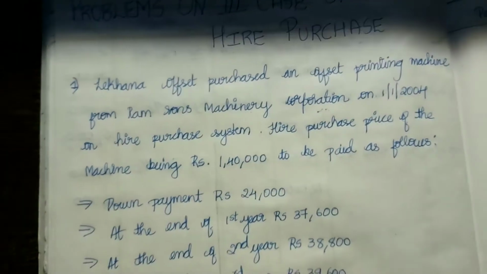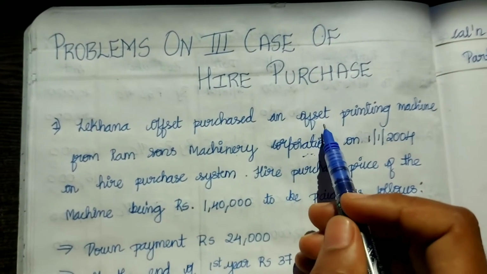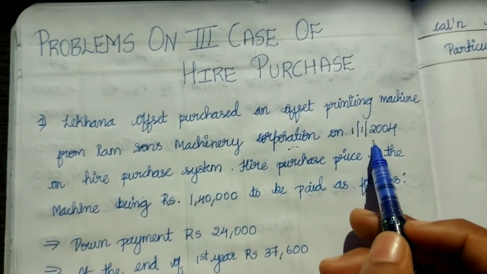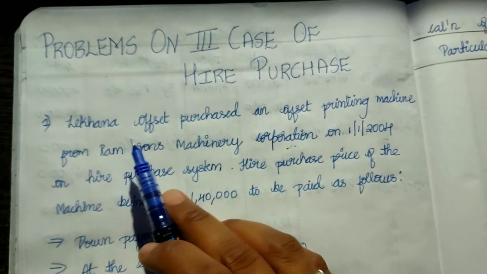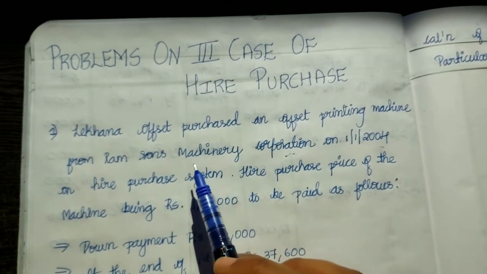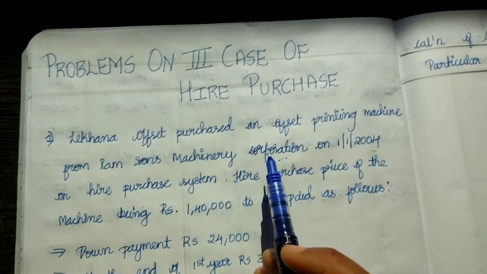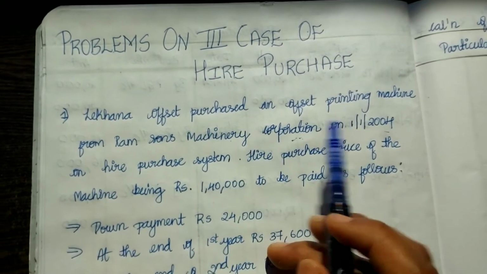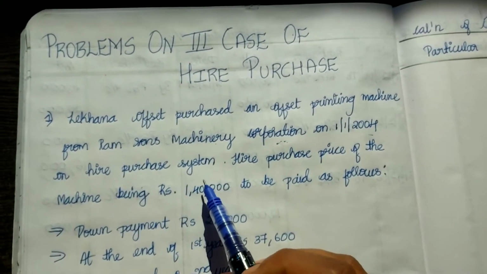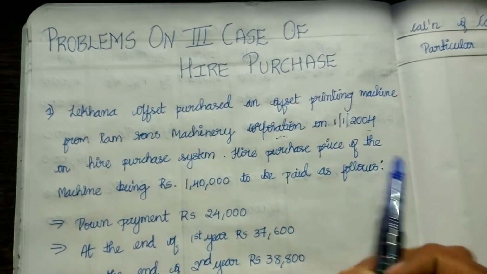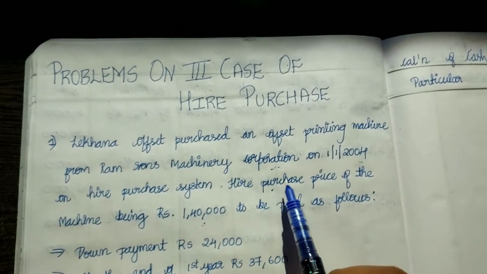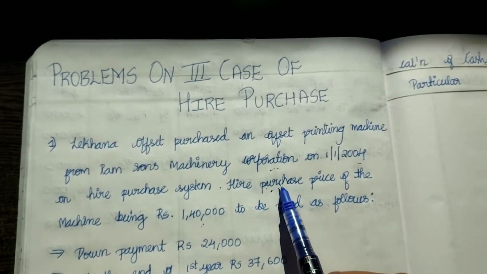Let's analyze the question. Lekha Offset purchased an offset printing machine from Ramson's Machinery Corporation on 1st Jan 2004. So Lekha Offset is considered the hire purchaser, and Ramson's Machinery Corporation is considered the hire vendor. They purchased the printing machine on the hire purchase system, the hire purchase price of the machinery being 1,40,000. So here you can identify that it's the third case of hire purchase.